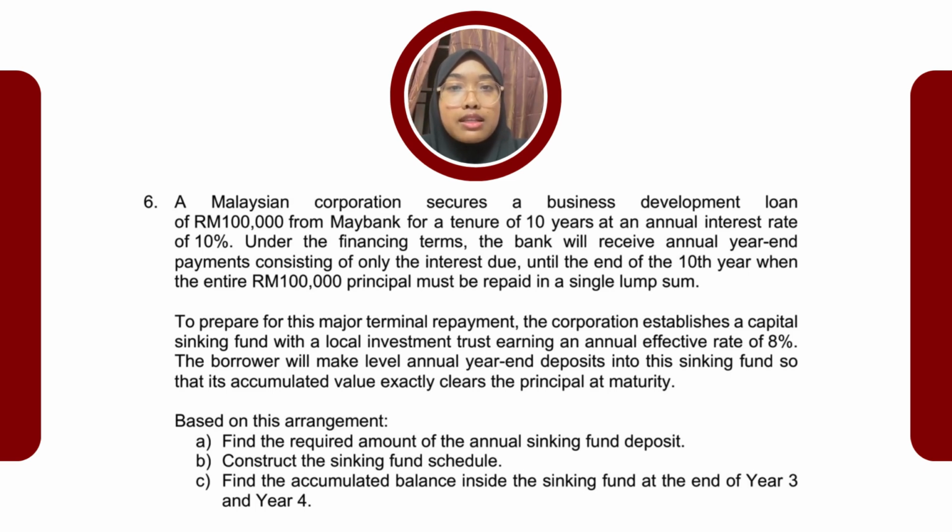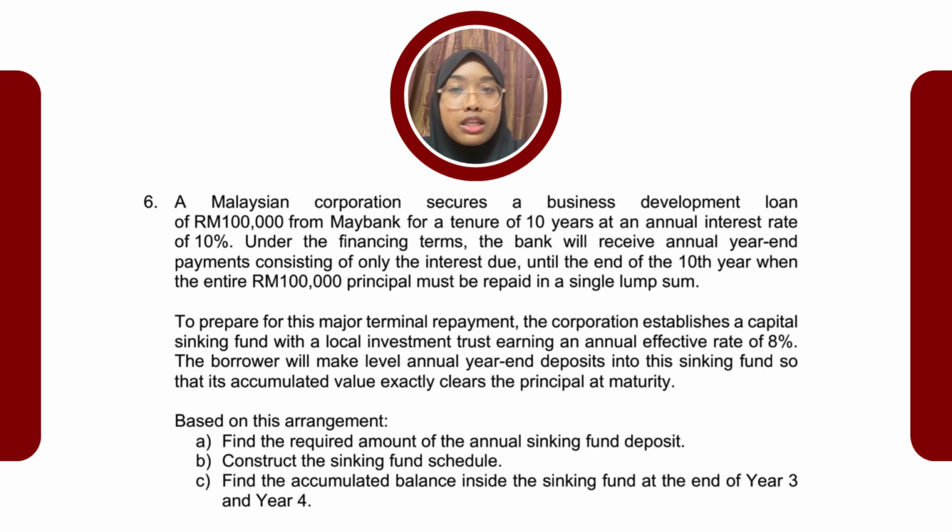The next sentence says, to prepare for this major terminal repayment, the corporation established a capital sinking fund with a local investment trust earning an annual effective rate of 8%. This means the company saves money every year into a sinking fund account. The sinking fund earns 8% annual interest.